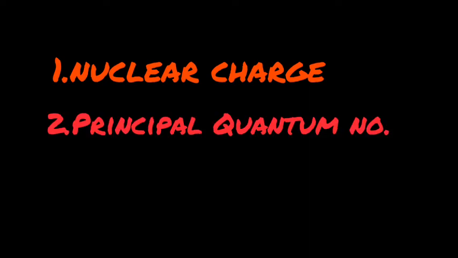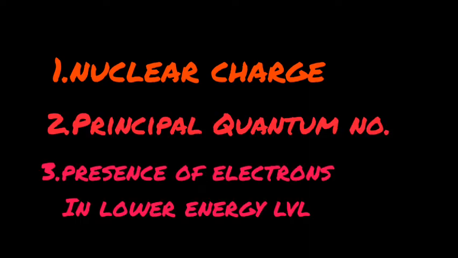But all these principles are based on some fundamental facts: nuclear charge, principal quantum number, and the presence of electrons in lower energy levels. Suppose, take an example of lithium. Lithium is a very small atom. A lithium atom is there whose outermost electron can be extracted out to make it positively charged.